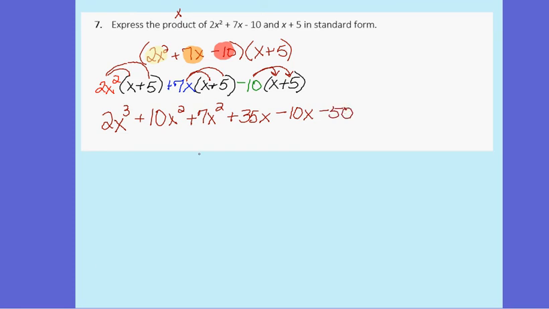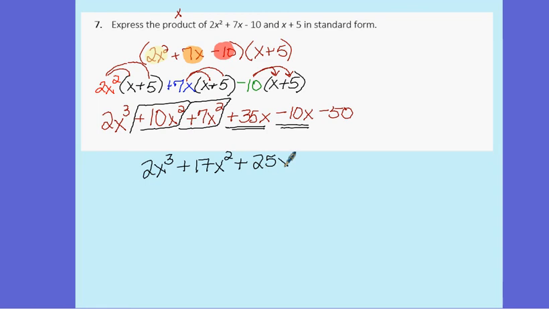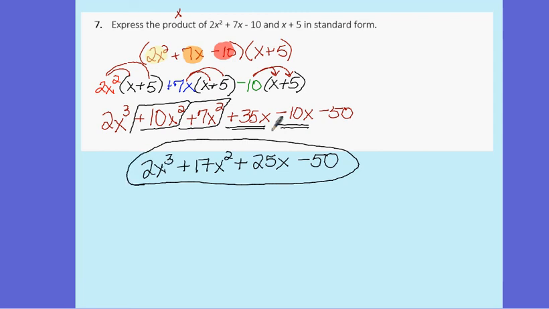Let's look for like terms. 2x cubed has no like terms, so 2x cubed is part of my answer. I now see 10x squared, 7x squared. They combine to 17x squared. We have 35x minus 10x. That's a positive 25x, followed by the constant term, negative 50. Here's my polynomial answer in standard form.